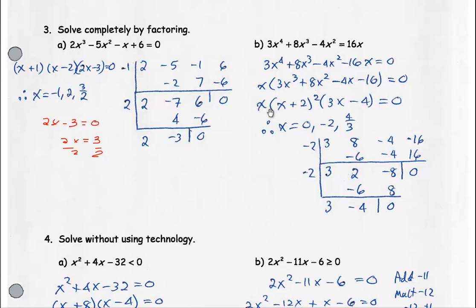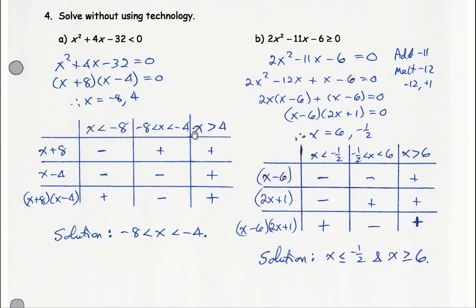If we set x to 0, we get 0. If we set x plus 2 to 0, we get -2. And similar idea here. If you set 3x minus 4 equal to 0 and solve for x, you get 4/3. It's the opposite of the -4 here, over 3, so it's 4/3.